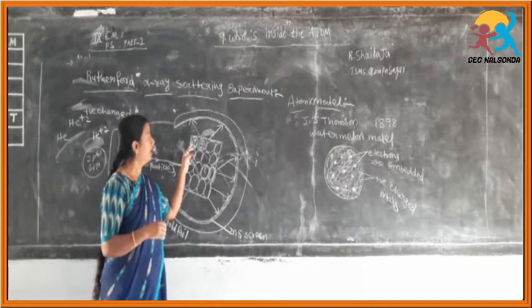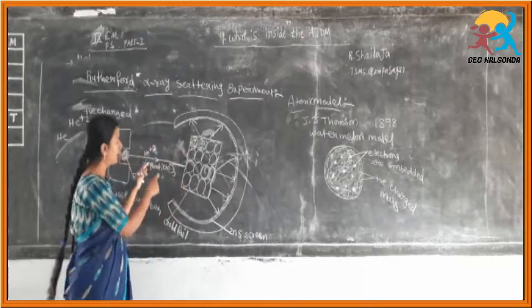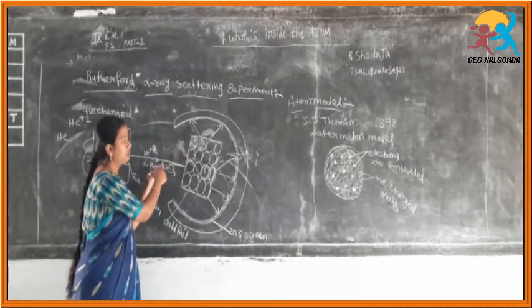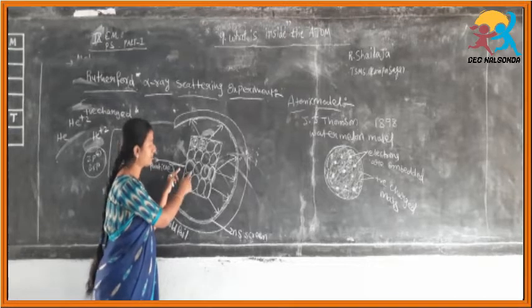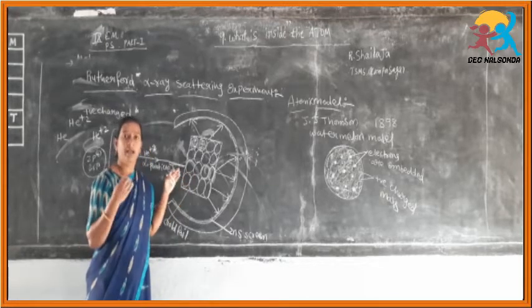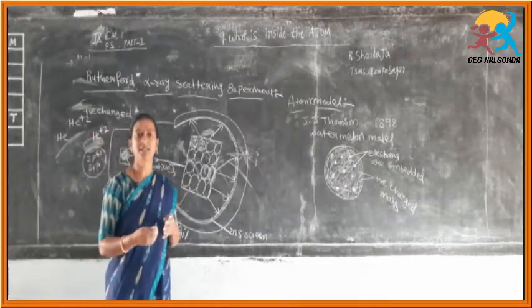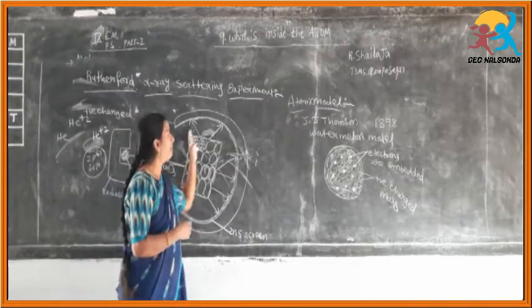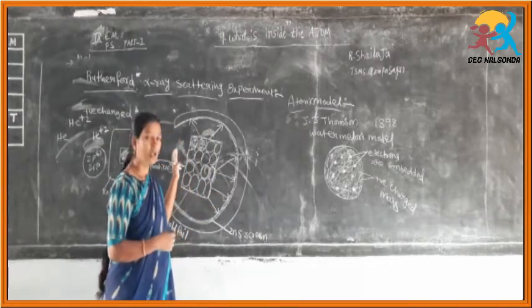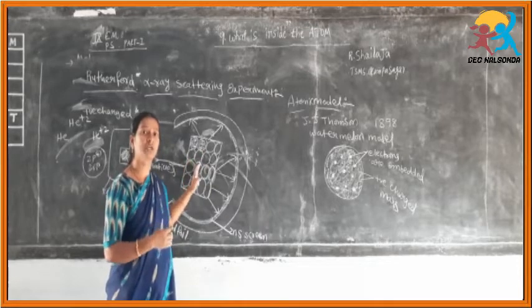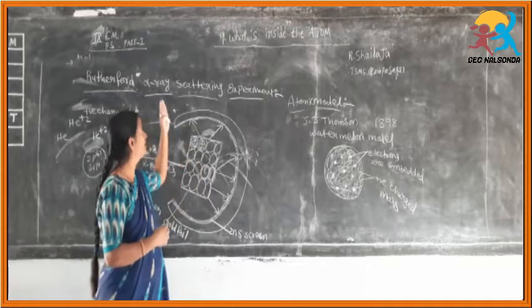Like electrons are embedded. So it is a positively charged ray, and this positively charged ray is hit on the gold foil. What did Rutherford expect? He expected that no alpha particle would penetrate through the gold foil.